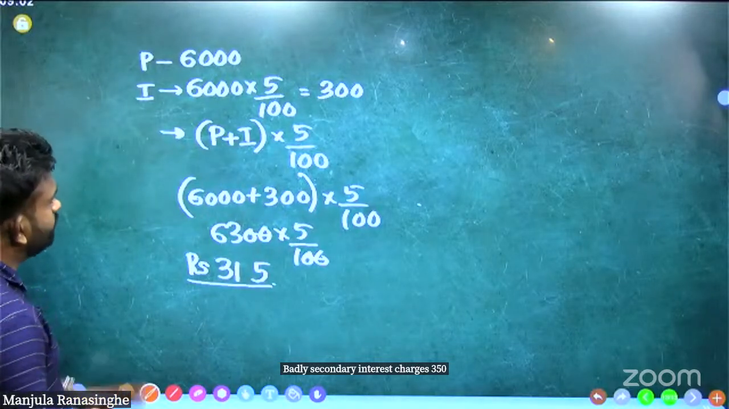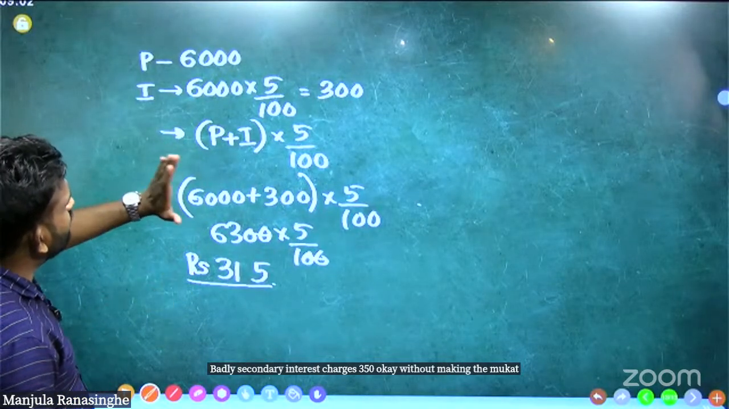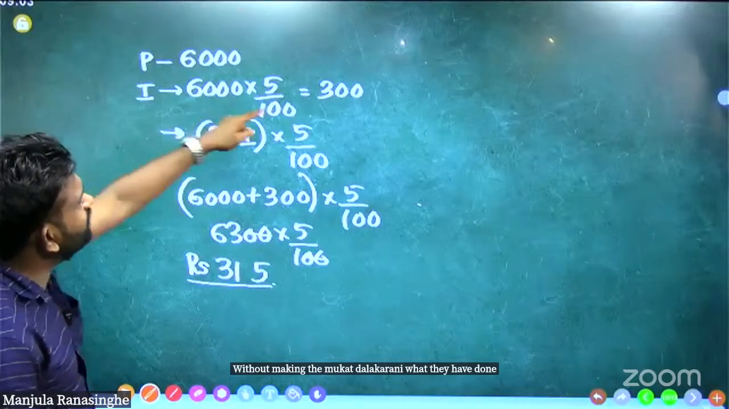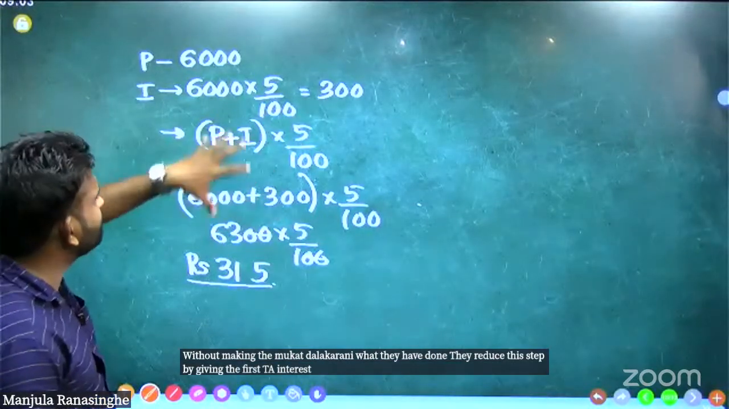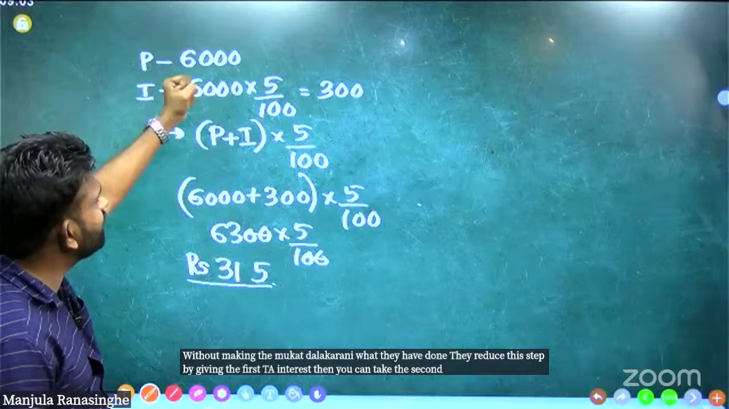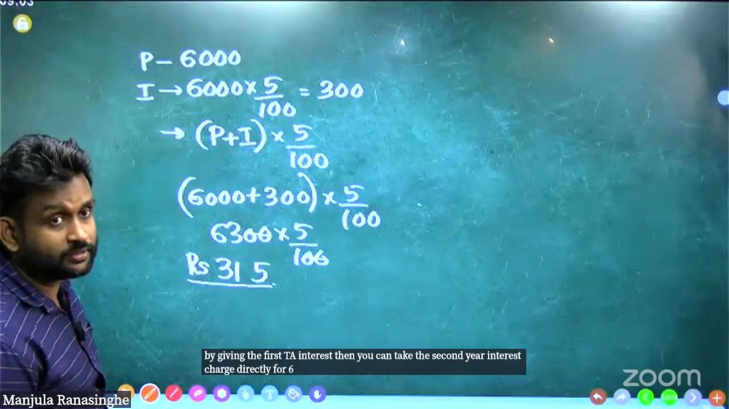Second year interest charge is 315. But what they have done is reduce the step by giving the first year interest. Then you can take the second year interest charge directly for 6,000 plus 300. That's the difference.